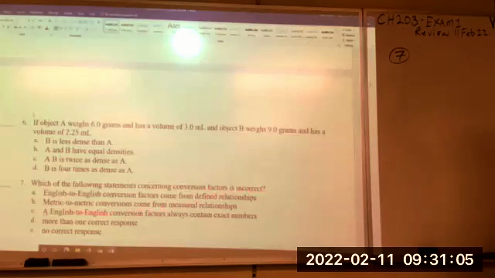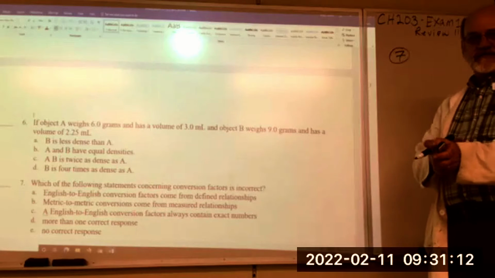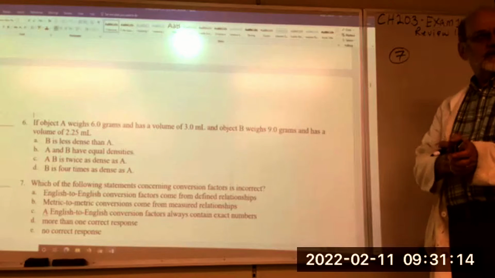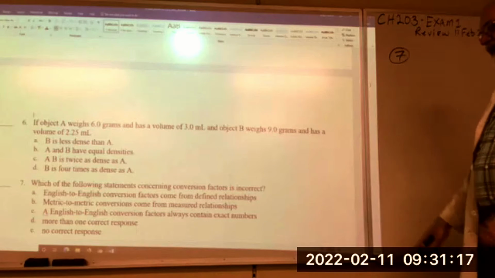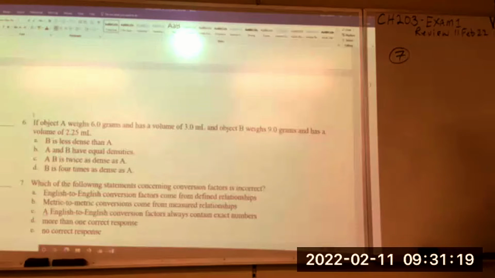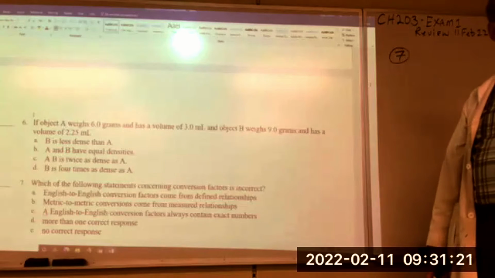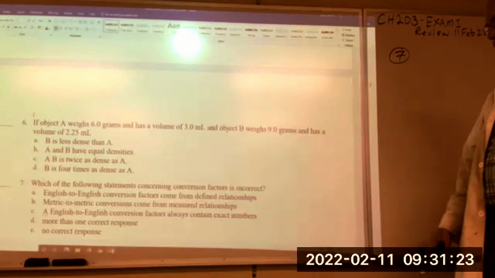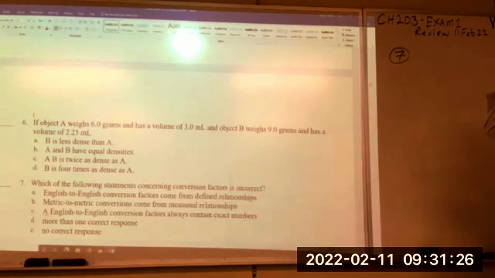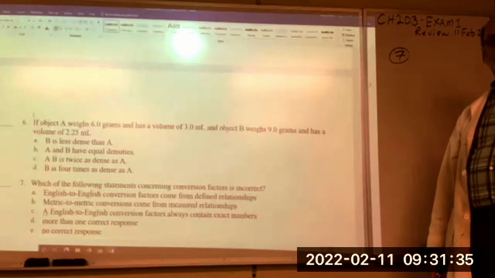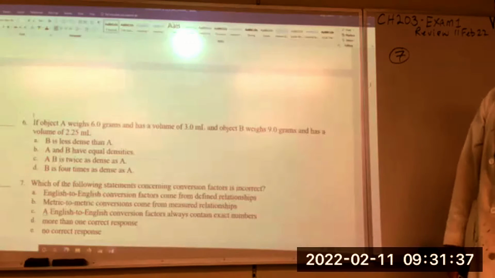Incorrect. English to English conversion factors. Oh, there's the key. Whenever you see always, in sciences, always is a rarity. Yeah, that was kind of cryptic because we really didn't look at any conversion factors that weren't exact. Now, English to metric would be a better choice. English to metric conversion factors, right, they're usually not. For instance, 2.54 centimeters per inch.